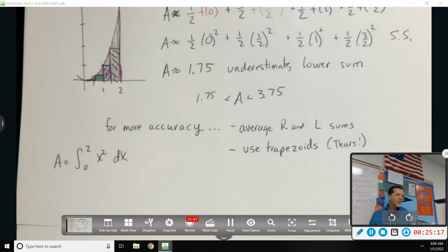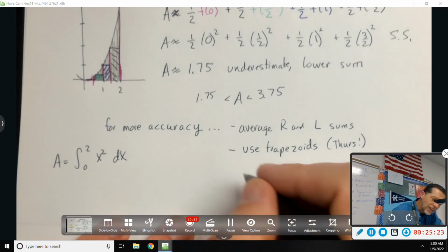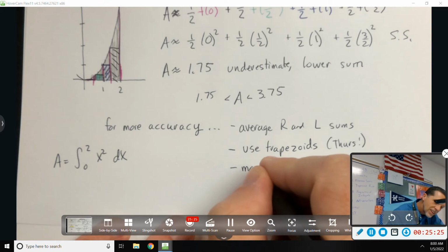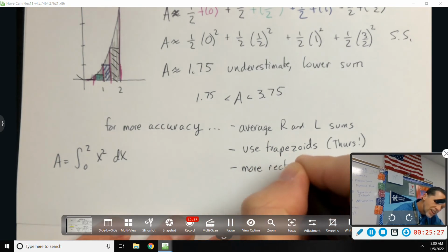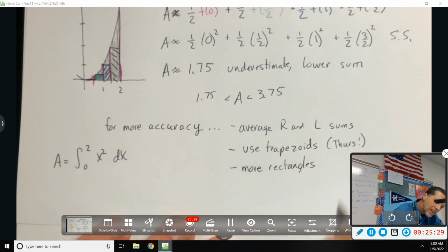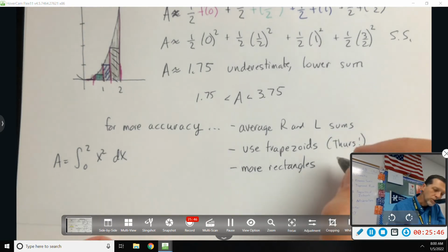Other things we could do to get a better estimate? More boxes, more rectangles. Now that could get annoying, right? Clearly 6 rectangles would give you a better answer, and 100 rectangles would give you a really good answer, but I don't want to take the time to write out 100 rectangles. So there's a trade-off there. But yes, more rectangles would work.